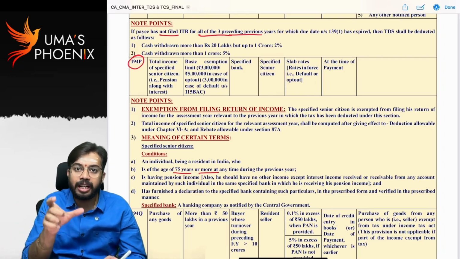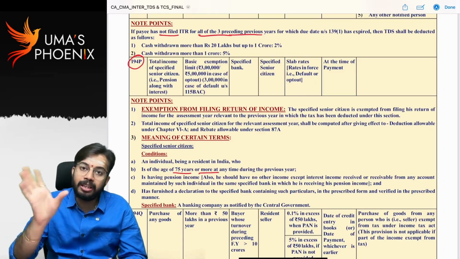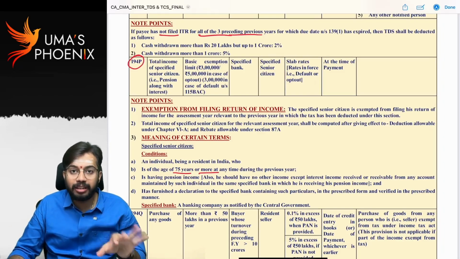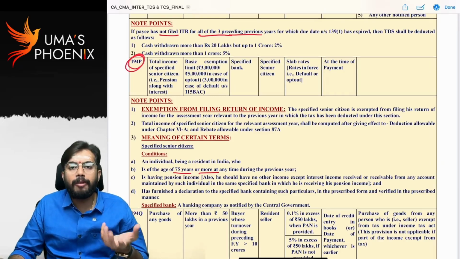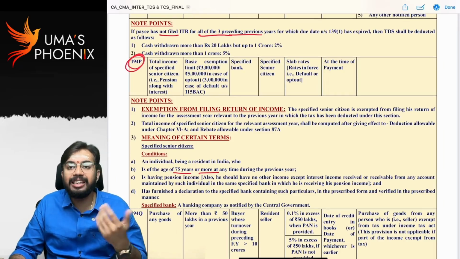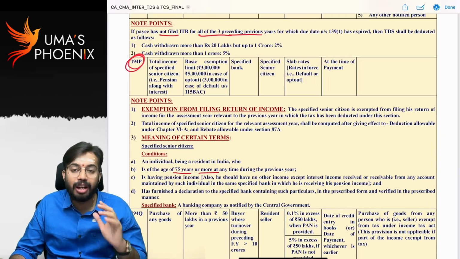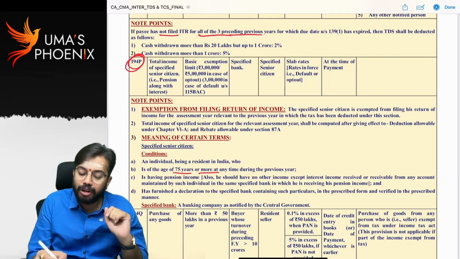Whatever the specified senior citizen's account is, from that account the tax liability amount will be deducted in the form of TDS, and the bank manager will deposit the TDS to the government. Is it clear? The bank manager is required to deduct the TDS under section 194P. If total income of the specified senior citizen is less than the basic exemption limit, then he is not required to pay tax. As he is not required to pay tax, no TDS is required to be deducted under section 194P. So TDS under section 194P is required to be deducted only if total income of the specified senior citizen is more than the basic exemption limit.